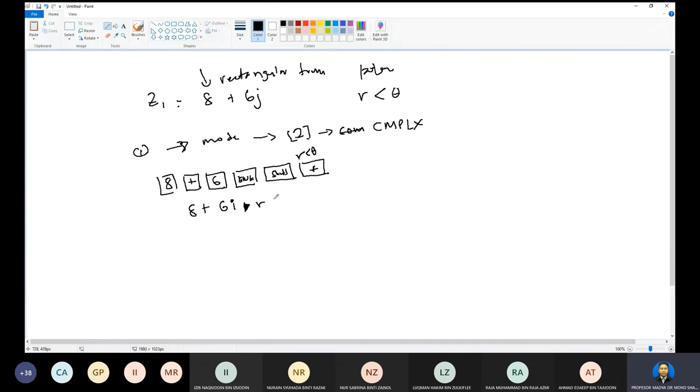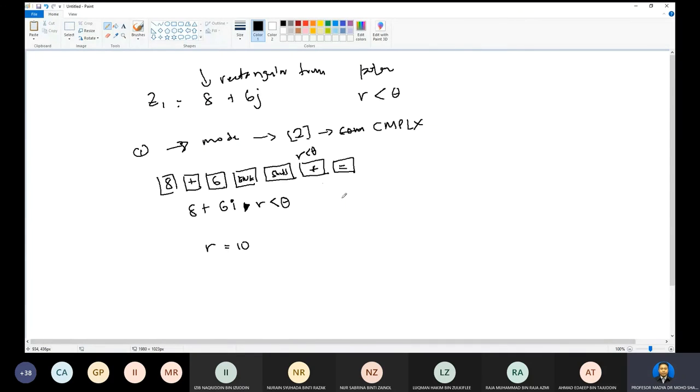R is the magnitude and theta is the angle. Then you press shift and then click equals. When you press this, it will display R equals 10.